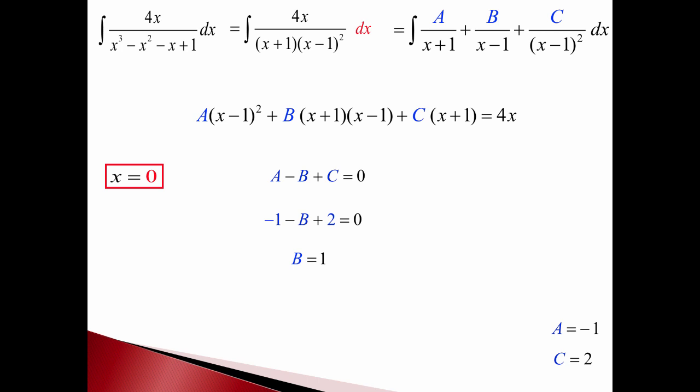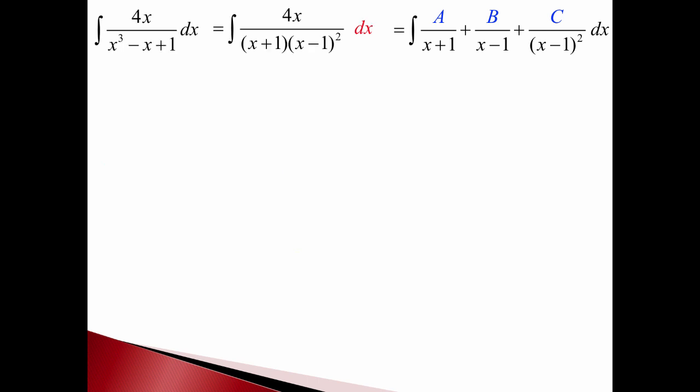The Heaviside method works here. You could also collect all the like terms. This one would be a little harder to do that because we'd have to FOIL out the x minus 1 squared right there, and the algebra would get really ugly. The Heaviside method works really fast.